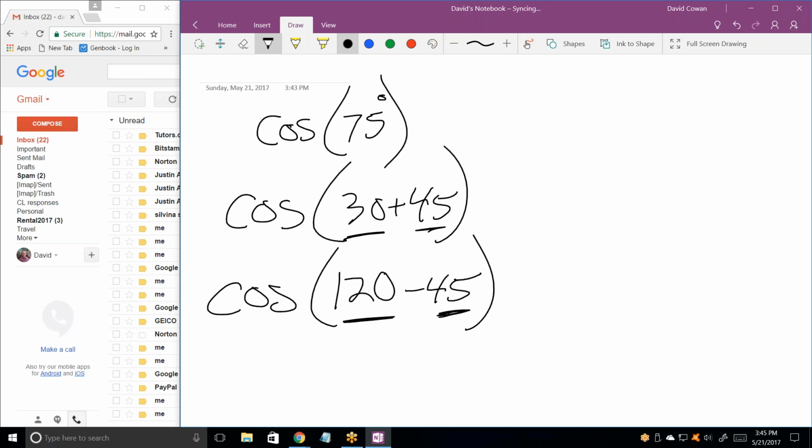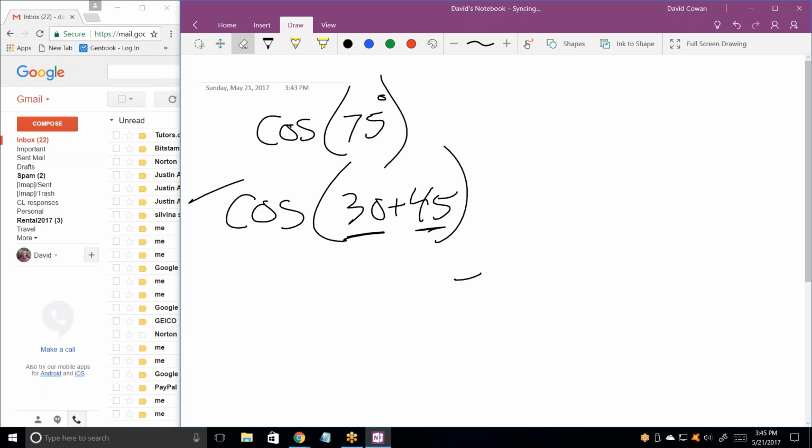But this is the preferable method because they're both first quadrant. So we know all trig functions are positive in the first quadrant. So this is the one I would choose. But like I said, there's literally an infinite number that you can choose.